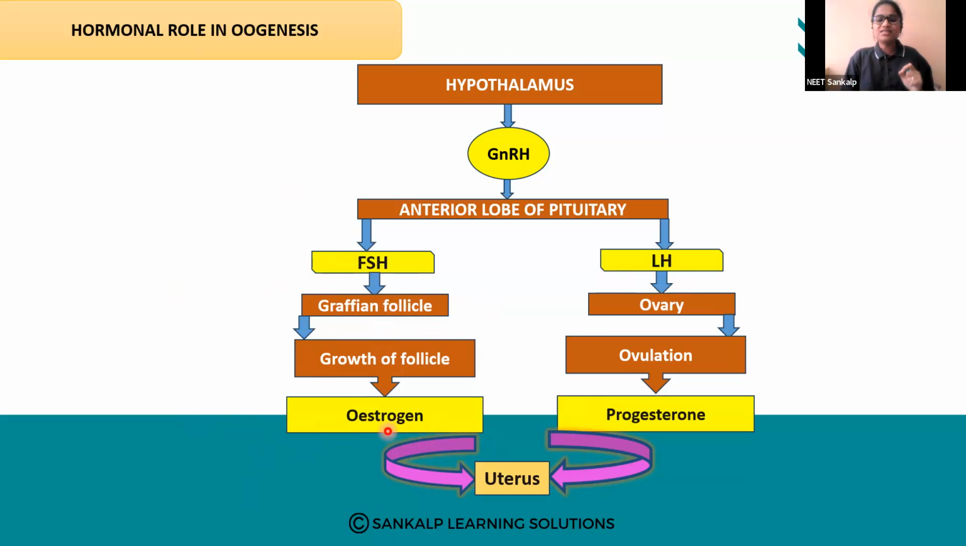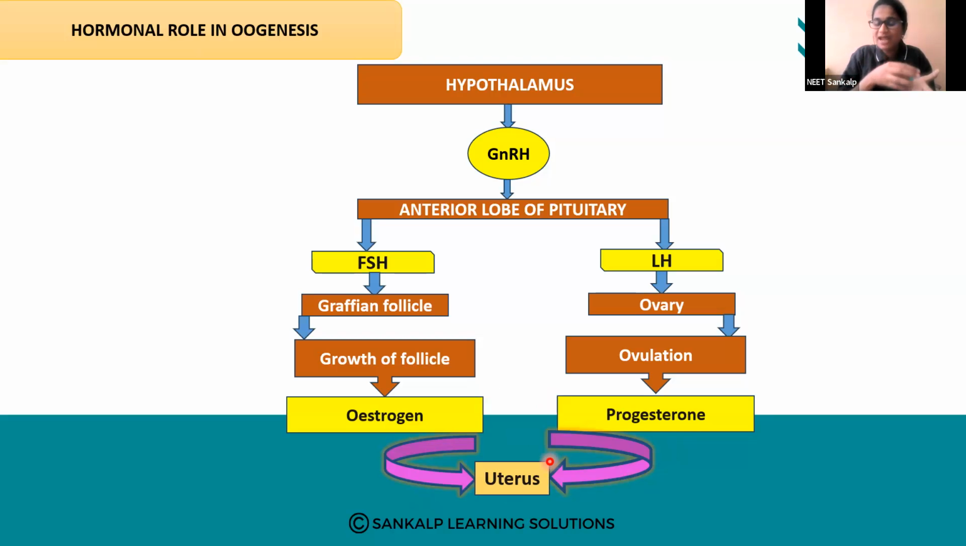This estrogen and progesterone influence the uterus, meaning they will take care of the uterus, or in Kannada we call it garbha kosha. There the uterus lining will be prepared by these hormones to get ready to welcome the implanted zygote or the egg.